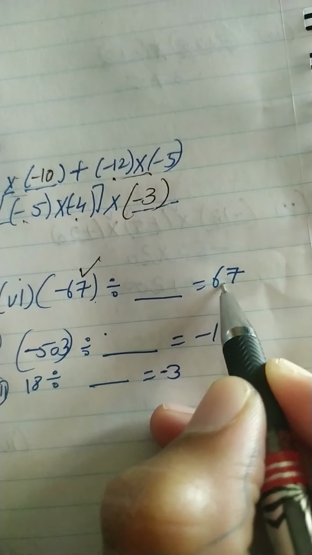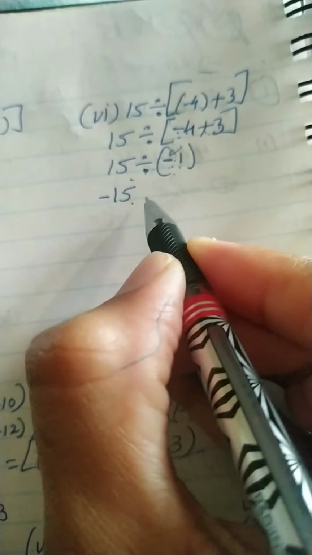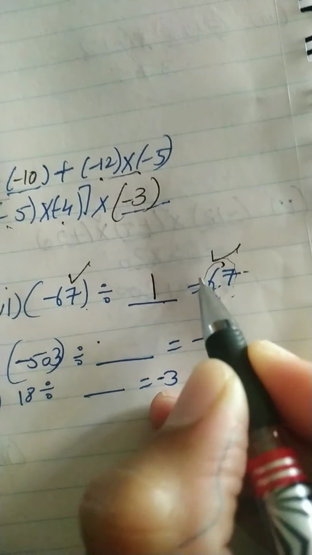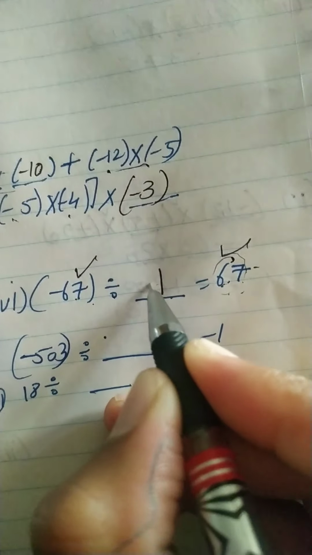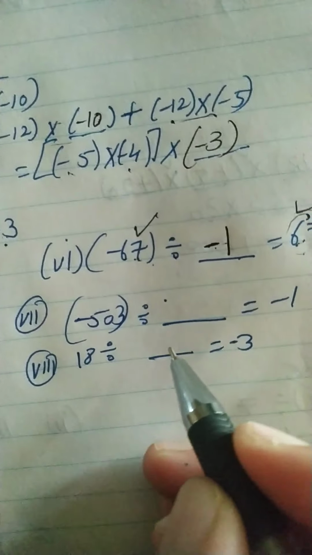Something should be divided so that 15 comes. 15 divided by what, so that 15 comes? 15 divided by 1. So it means here will be 1. But no negative is there. Negatives are cut in divide when there are two negatives, an even number of negatives. So it will be minus 1.